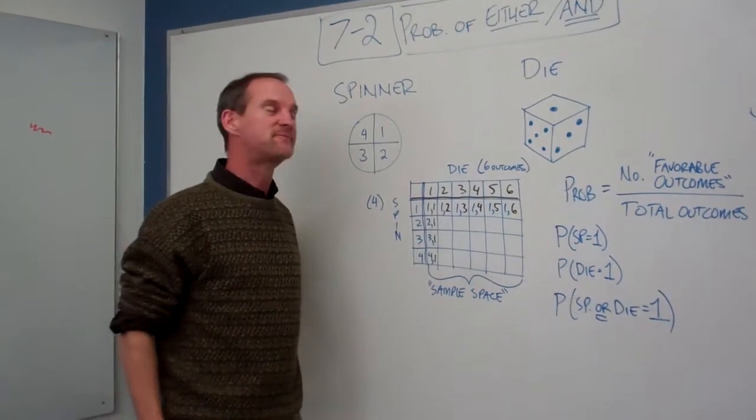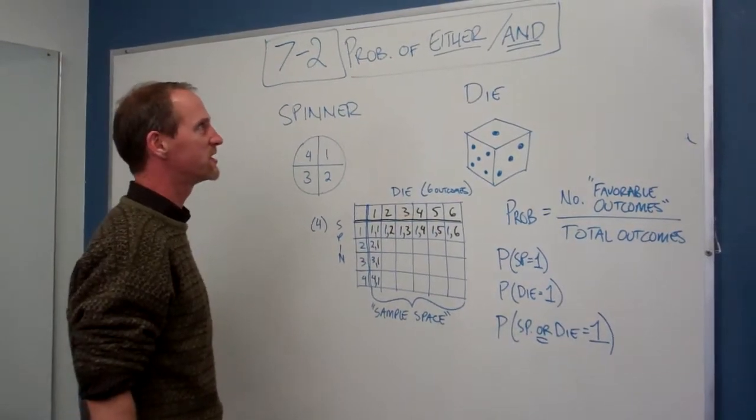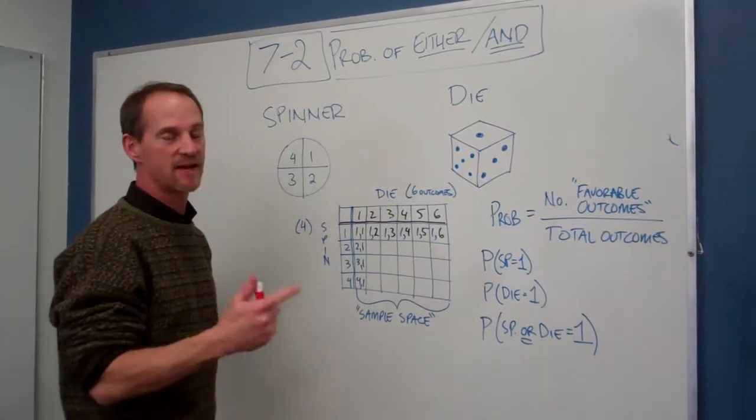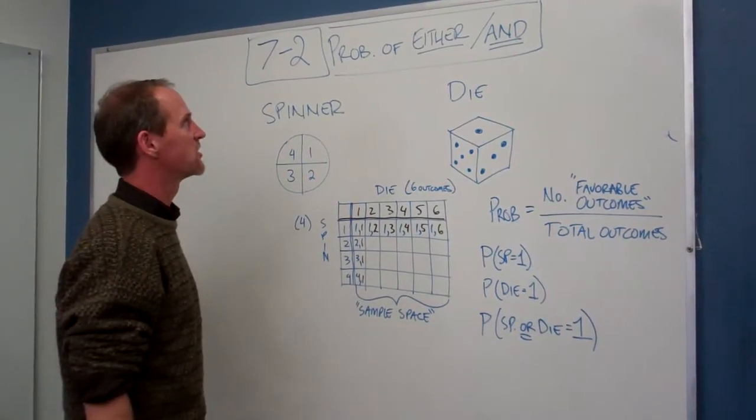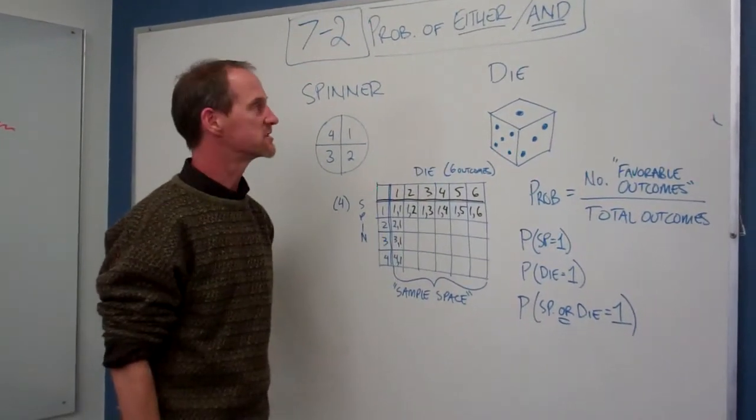Okay, we're live? Yeah. All right, so we have reached 7-2, which is about the probability of either and two events happening. So either one thing or one thing and another thing, so about two things.